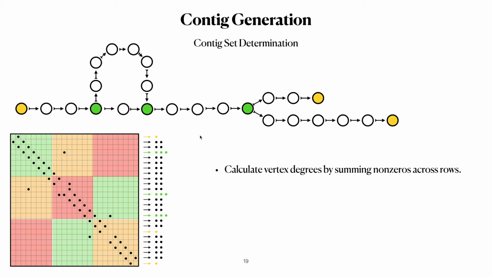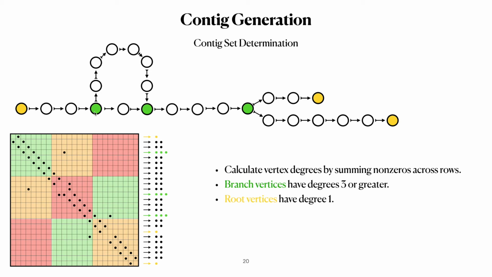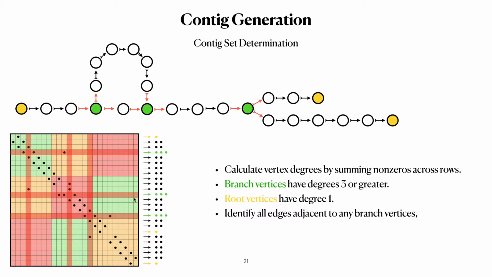So the first step to finding contigs is getting rid of these branching vertices, which cause ambiguous paths. We can identify them by doing a reduction, where we calculate vertex degrees by summing the number of entries that exist in a row and returning that in a distributed dense vector. The branch vertices will be identified as those entries in this vector which are 3 or greater, and the root vertices are those that have degree 1. Once we have this, we can find the rows and columns that correspond to these branch vertices and prune them by simply setting all of those entries to 0, and the corresponding effect in the graph is that all edges adjacent to those branch vertices are removed from the graph.